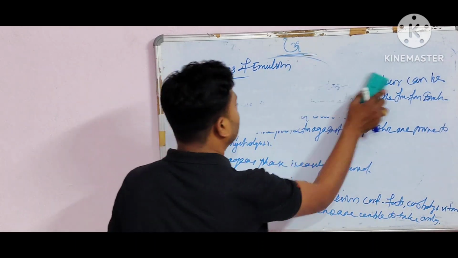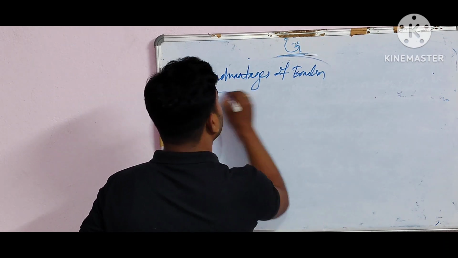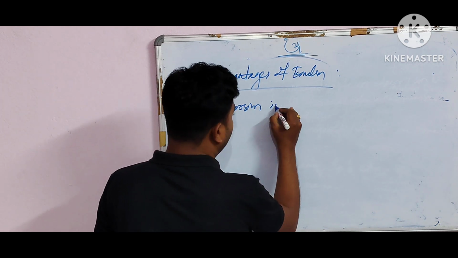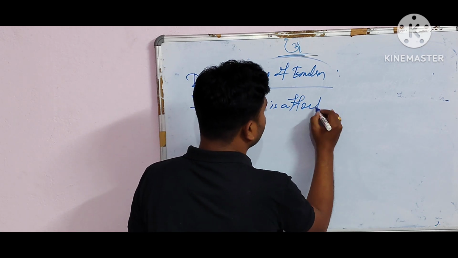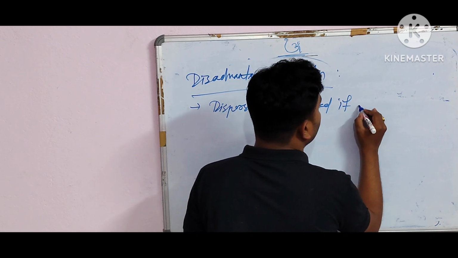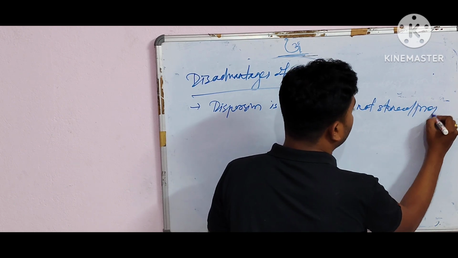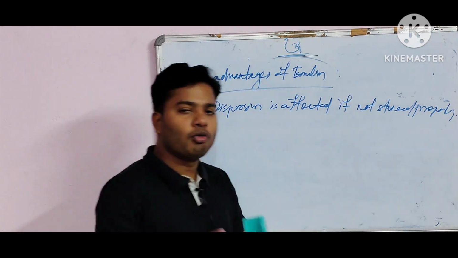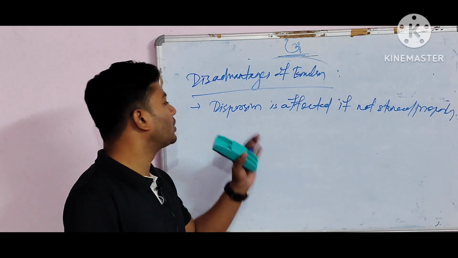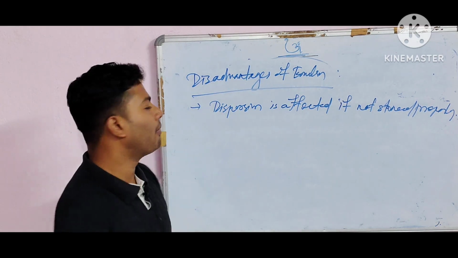So now come to the point, what are the disadvantages of emulsion? The dispersion is affected if not stored properly. Okay, if the emulsion is not stored properly, definitely in that time it will affect the stability of the emulsion. Clear? So that is the main disadvantage of the emulsion.